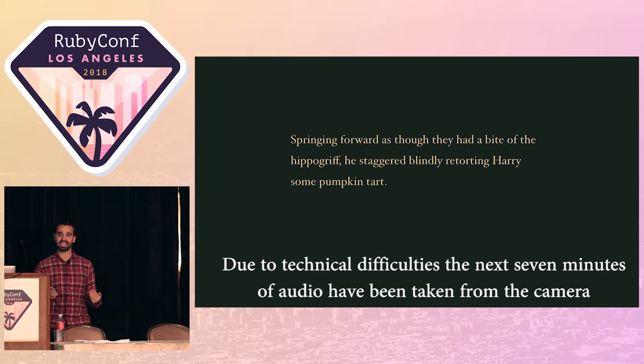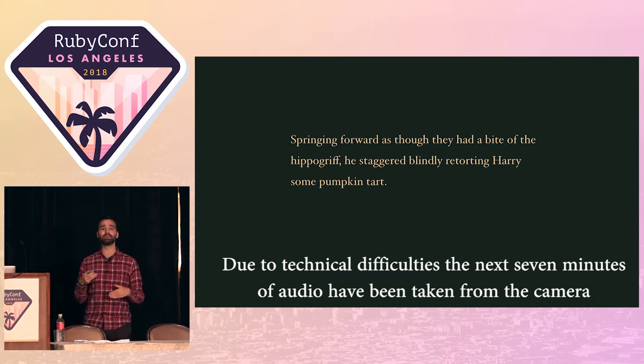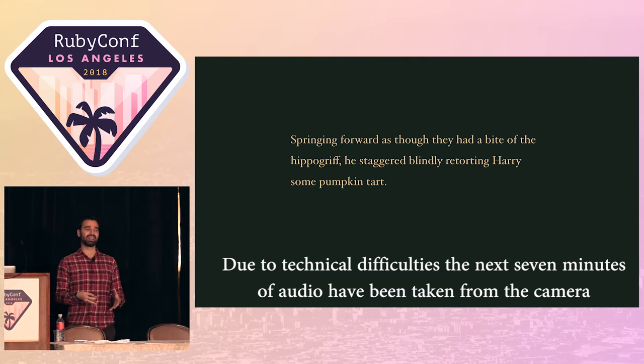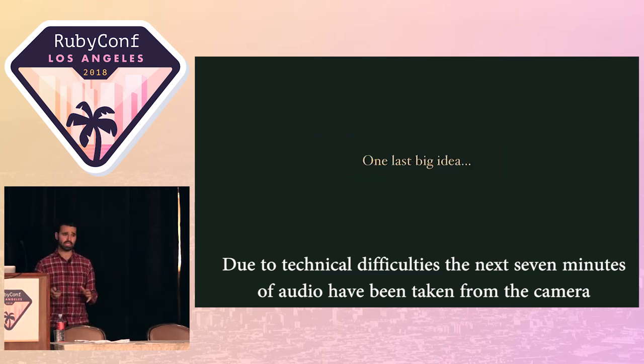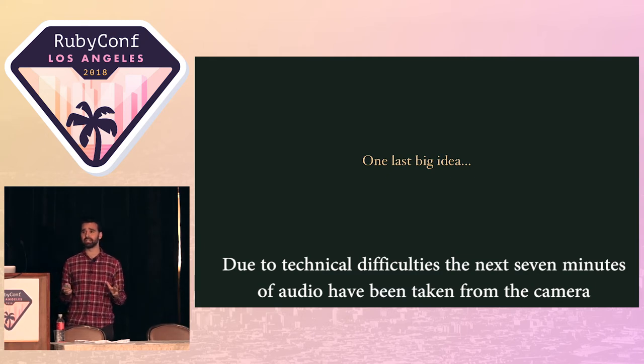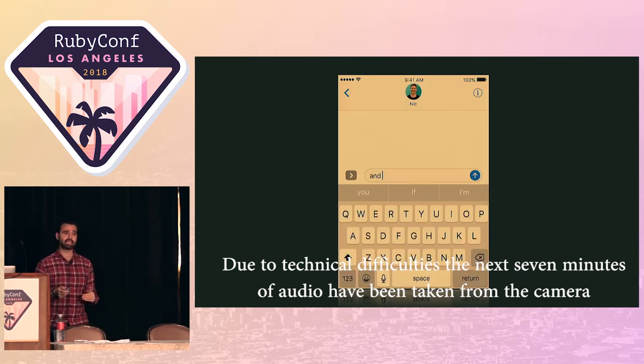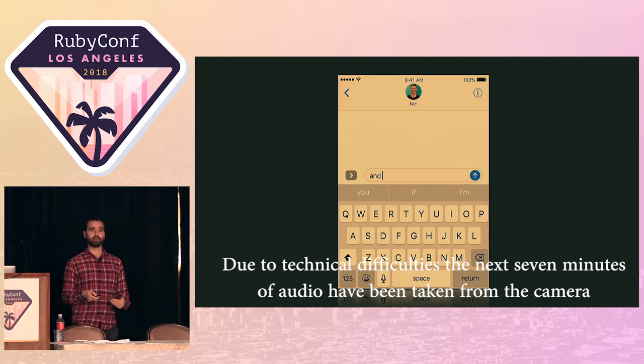Let's see how this does. "Springing forward as though they had tried to integrate, you stand blindly retorting Harry some pumpkin tarts." Okay, so it's still pretty weird, but it's starting to evolve, it's starting to feel more like a real Harry Potter story. So how do we make that last jump and improve this to match what we saw at the beginning? There's one last big idea here on the generation, which is to revisit our predictive keyboard.